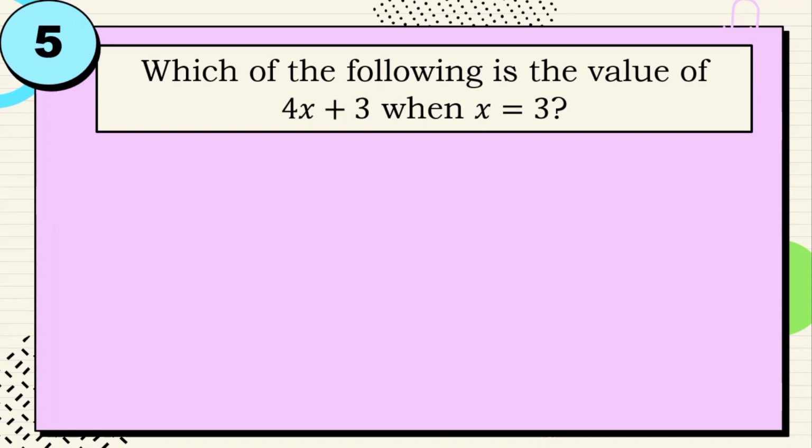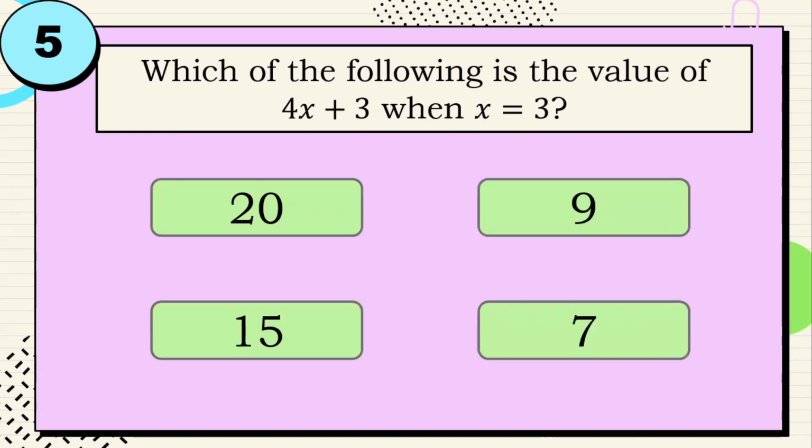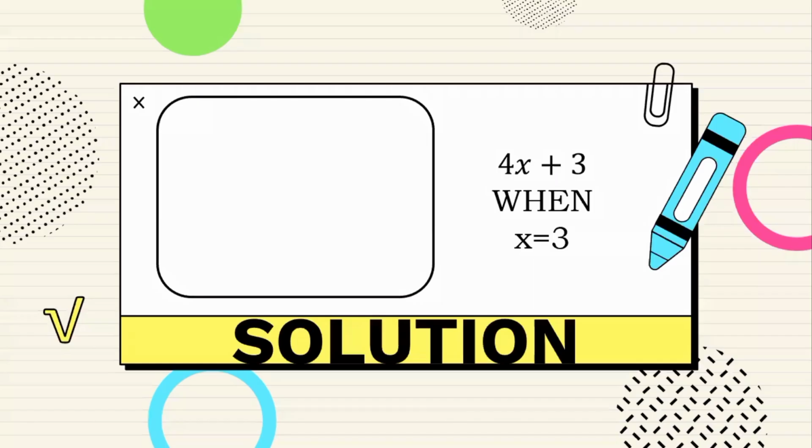You just have to substitute the value of x into the given expression. Okay, so we try to check. A, is it equal to 20? B, it's equal to 15. C, we have 9. Or D, it's equal to 7. The correct answer here is B. Why? Okay, let's try to present the solution.